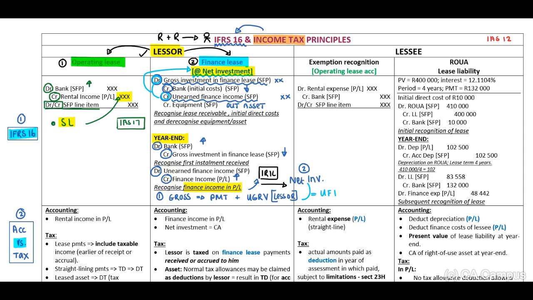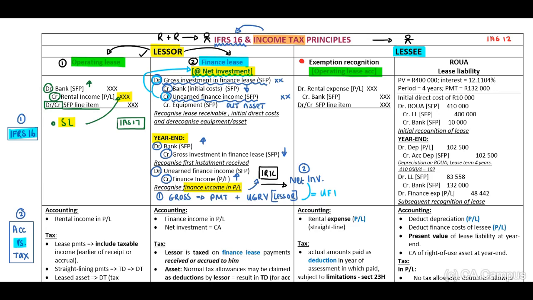Now, when we look at the records of our lessee, remember, our lessee will receive the underlying asset from our lessor. Our lessee can choose an exemption recognition. Now, what is this? The exemption recognition enables the lessee to apply our operating lease accounting on this lease agreement.